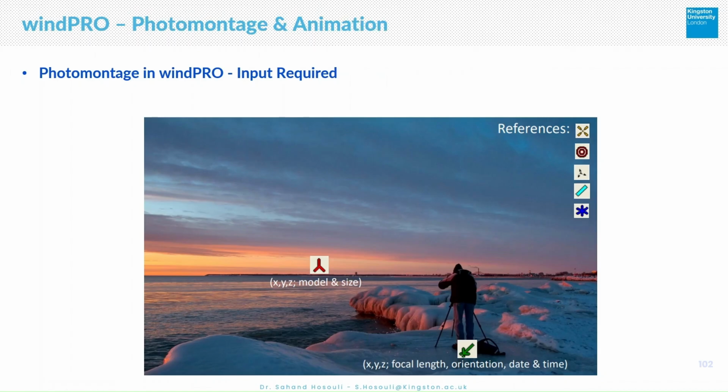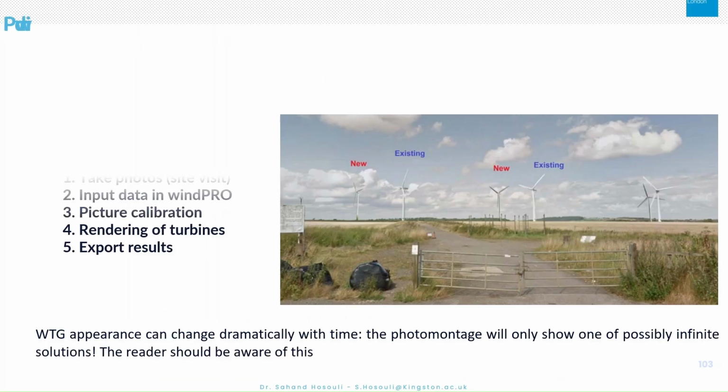What we need in terms of the inputs required for doing the photomontage: obviously we're going to need the location, model and size of the existing or the new wind turbines. Then we will need the location where the photo has been taken, and the details of that photo in terms of the focal length, orientation, date and time. On top of the location, a good image would help us as well in terms of what kind of information is present in the landmarks.